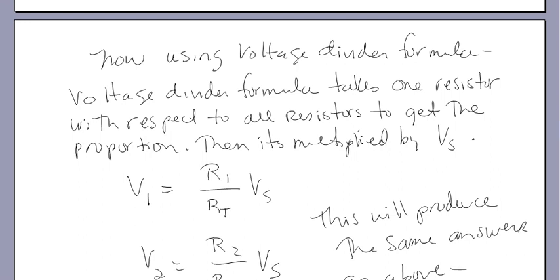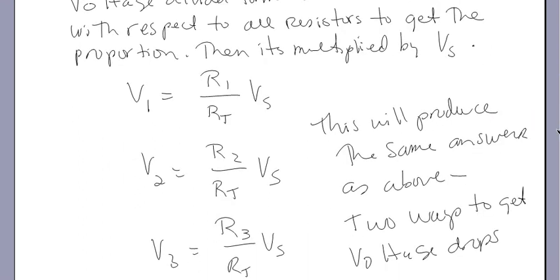So you're really not even using current to find this one. The formula for V1 would be resistor 1 over resistor total times source, resistor 2 over resistor total times source for V2, and V3 is resistor 3 over total times source. So notice the R1 over RT, the R2 over RT, the R3 over RT, those are all the proportion of R1 with respect to RT. It gives you the ratio.